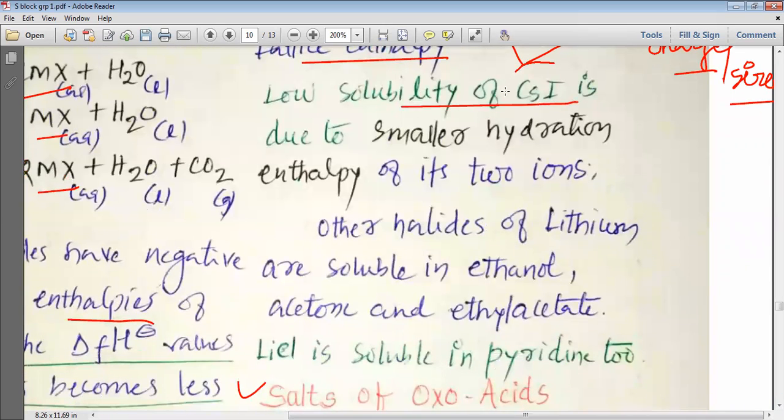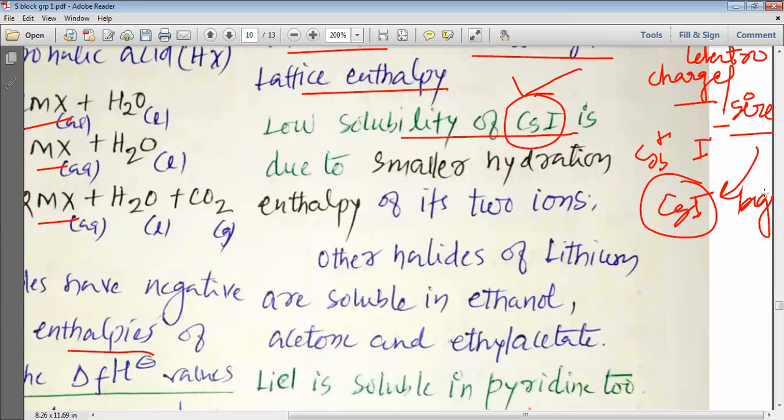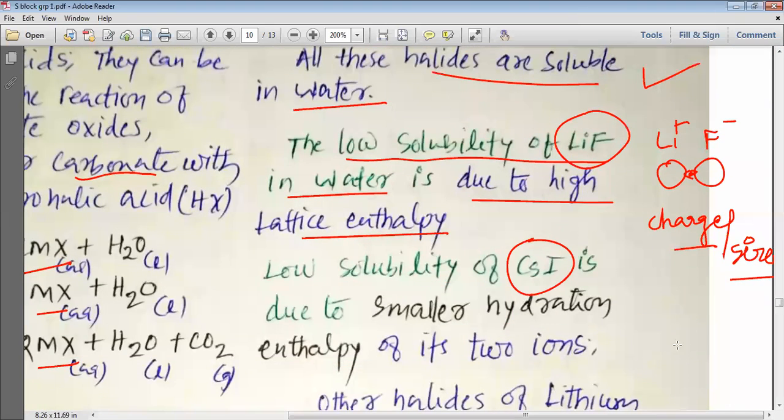Now the low solubility of cesium iodide. You know, cesium iodide. They are compatible with each other, and that is why they have the same size. Both the cesium ions and iodide ions are bigger in size. As they are bigger in size, they have a very small charge to size ratio. As they have a big size, or a small charge to size ratio, we can say they have smaller hydration enthalpy, and that is why their lattice enthalpy is not overcome by the hydration enthalpy, and that is why they cannot be dissolved into the water. So please remember, my dear students, that lithium fluoride and cesium iodide are not water soluble.